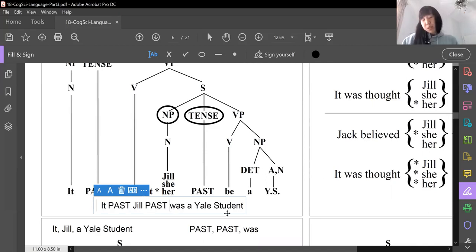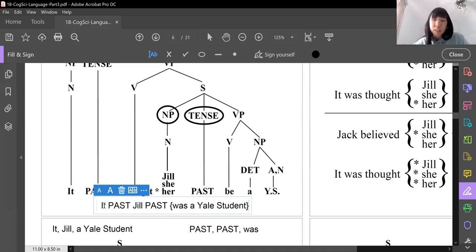And so as a result, let's just figure out what was can assign case to. Was can assign case to a Yale student because even though tense and verb are on a separate thing, verb can still govern the stuff after it. And the stuff after it in this case is a Yale student. So let's group those together. You can use whatever symbol you want. I'm just using brackets. All right, that makes life easy.